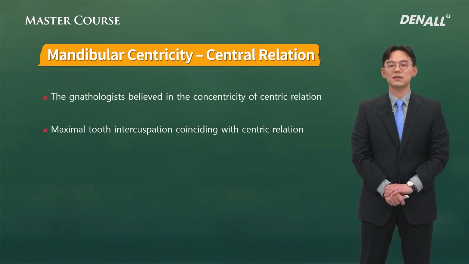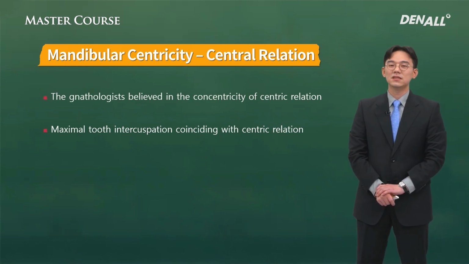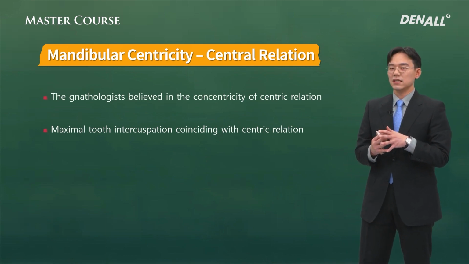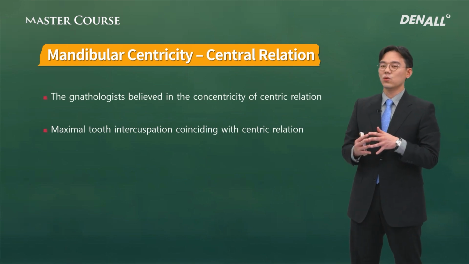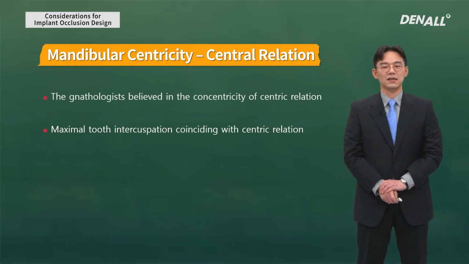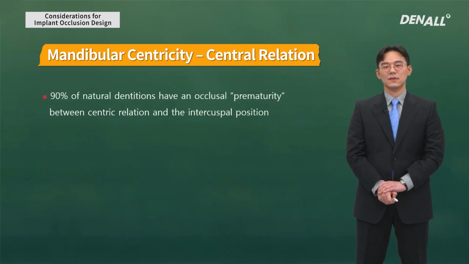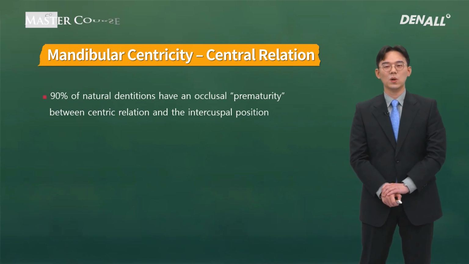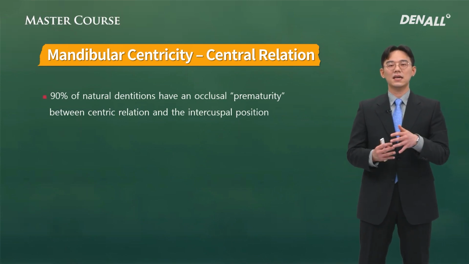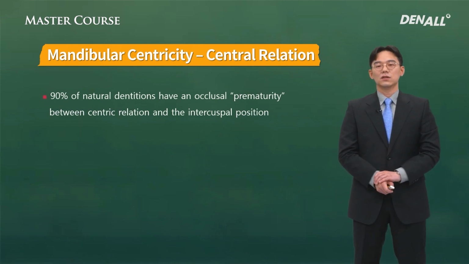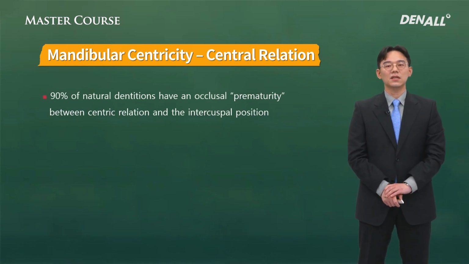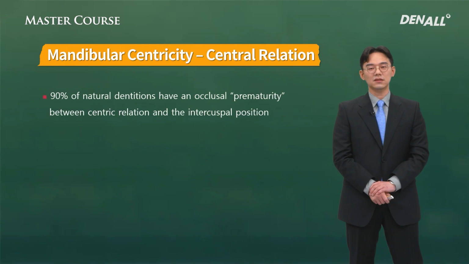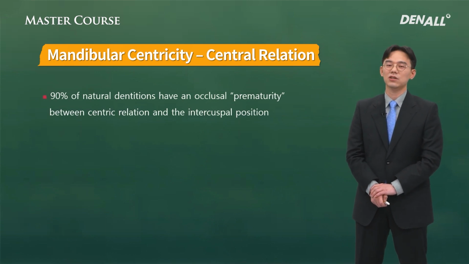The gnathologists believed that CR, centric relation, the relation between the two jaws, should be the same as the centric occlusion between teeth. They thought CR and CO, which is MI these days, should be the same, and if there is any difference between CR and MI, they thought it was due to premature contact. But they acknowledged their mistake, as 90% of natural dentitions have an occlusal prematurity.